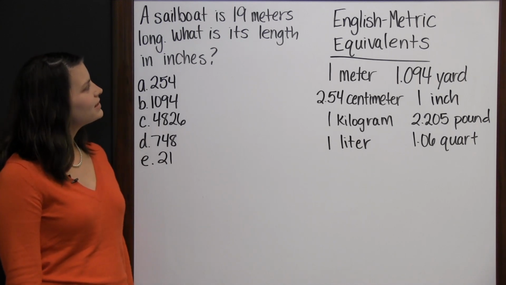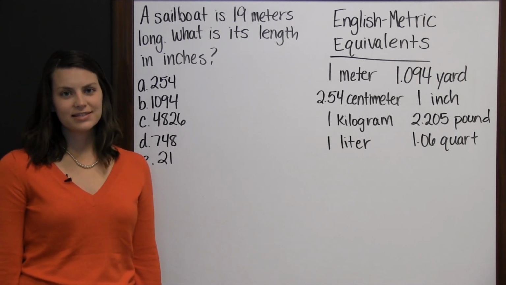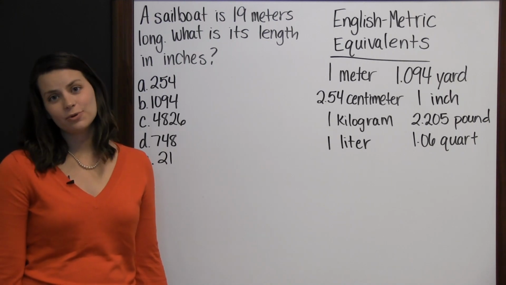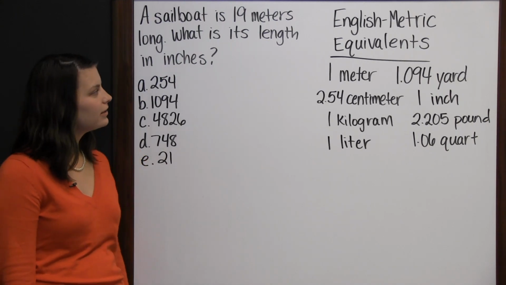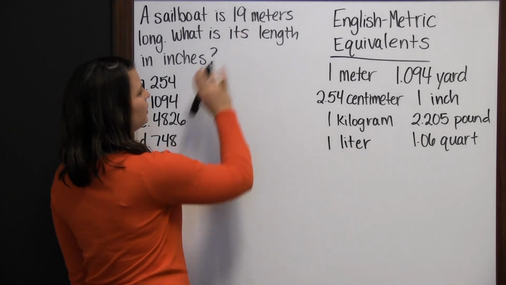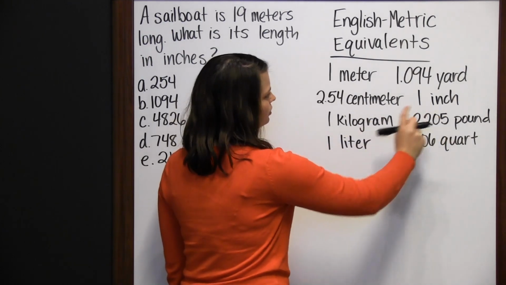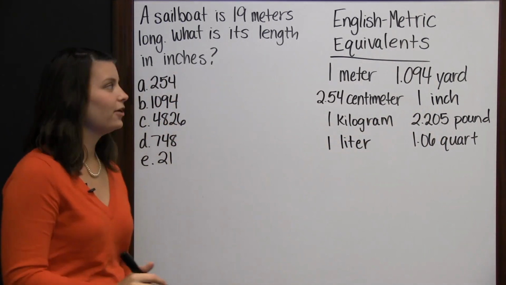A sailboat is 19 meters long. What is its length in inches? There are many ways to approach this problem and solve it. The first thing I'm going to do is convert my meters into centimeters, because then it's a quick conversion into inches from there.